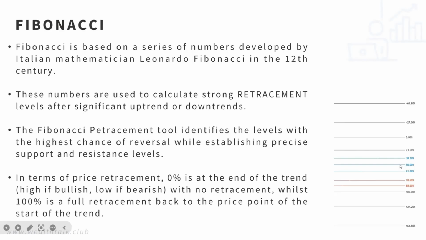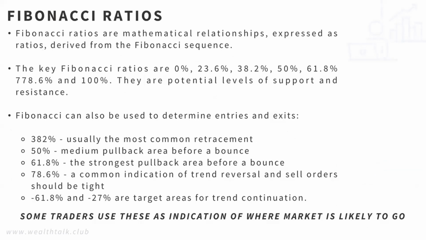Let's say the price starts moving up on an asset, and there comes a point where we see a level of resistance. So the price needs to pull back now. When the price pulls back, we will draw this fib tool on our chart from pivot low to pivot high. And once the price comes to these areas, 38.2, 50, or 61.8, we will be expecting the price to hold these areas and just move back up again. Some traders use these as an indication of where the market is likely to go.